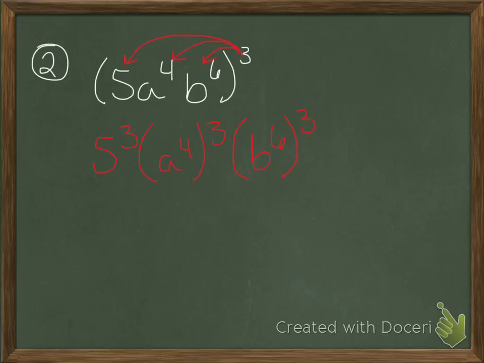Okay, so 5 to the 3rd, 5 times 5 is 25. 25 times 5 would be 125. A to the 4th to the 3rd, anytime that you have a power of a power, that means we are multiplying those. So then I have a to the 12th. b to the 6 to the third, again, a power of a power. We're going to multiply, b to the 18th, and that's my final answer. That's an 8, by the way.